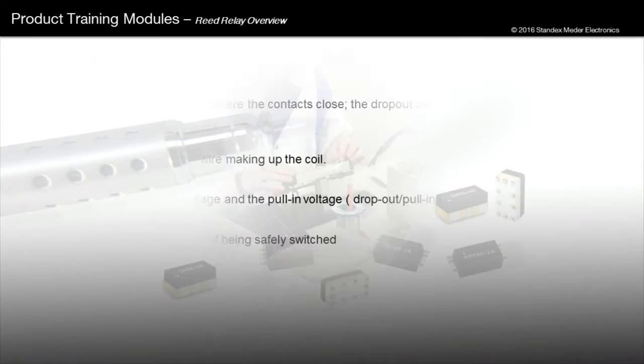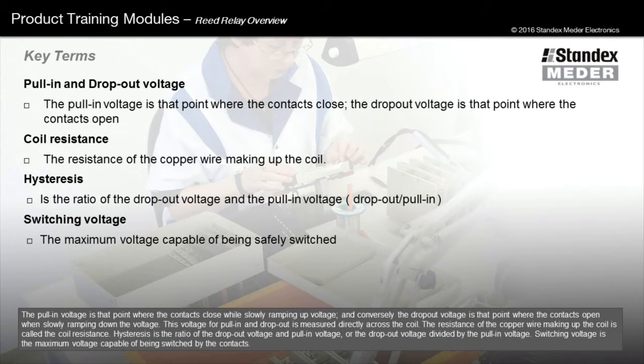The pull-in voltage is that point where the contacts close while slowly ramping up voltage. And conversely, the dropout voltage is that point where the contacts open when slowly ramping down the voltage. This voltage for pull-in and dropout is measured directly across the coil. The resistance of the copper wire making up the coil is called the coil resistance. Hysteresis is the ratio of the dropout voltage and pull-in voltage, or the dropout voltage divided by the pull-in voltage.